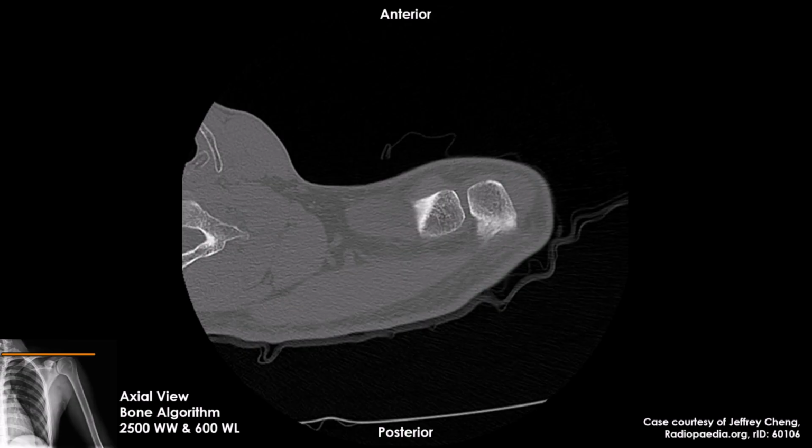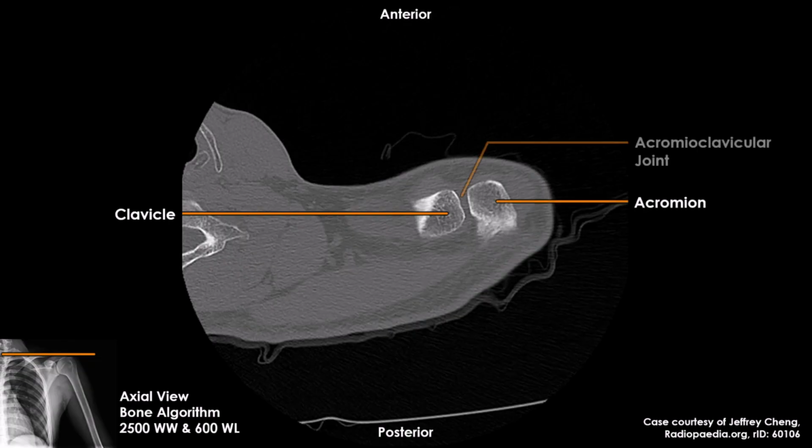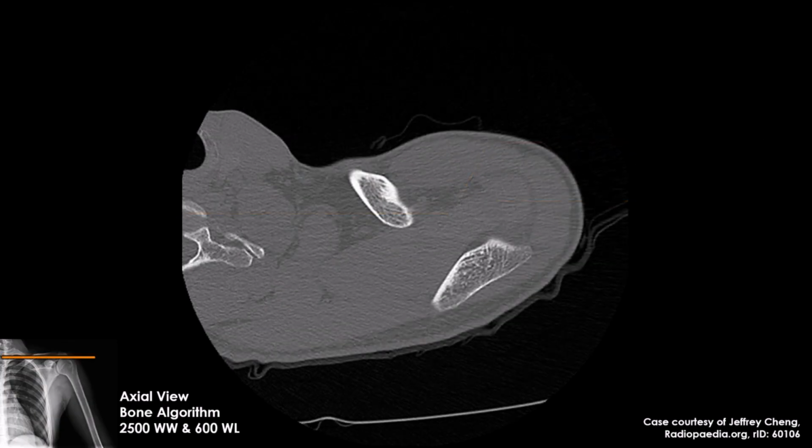We're looking at the most superior edge of the bony anatomy of the shoulder. At this slice position, we can see the lateral end of the clavicle where it articulates with the acromion of the scapula. This articulation is called the acromioclavicular joint, or AC joint. We'll move inferiorly through the shoulder. Now we're below the level of the acromioclavicular joint. We can still see the clavicle.